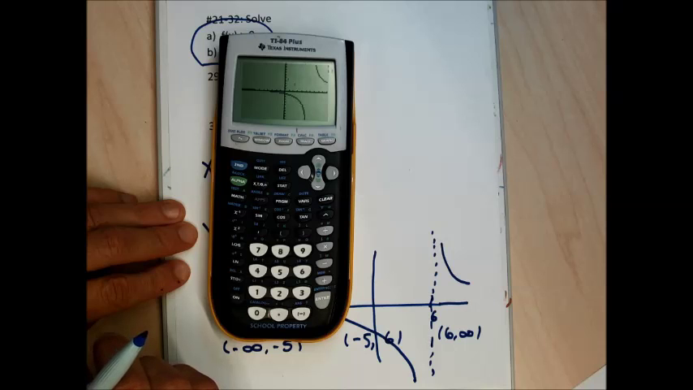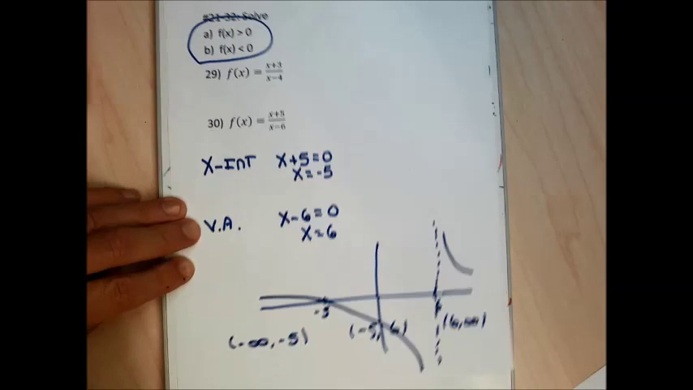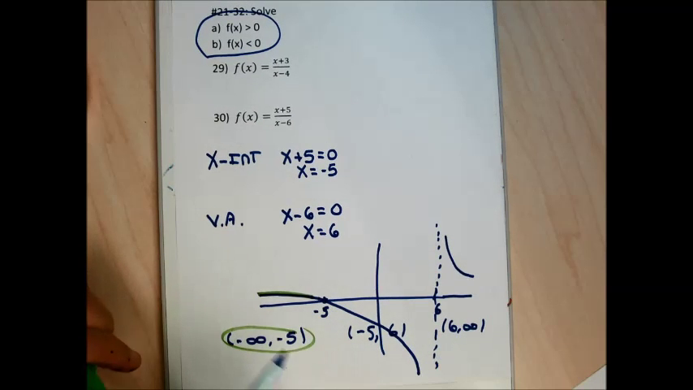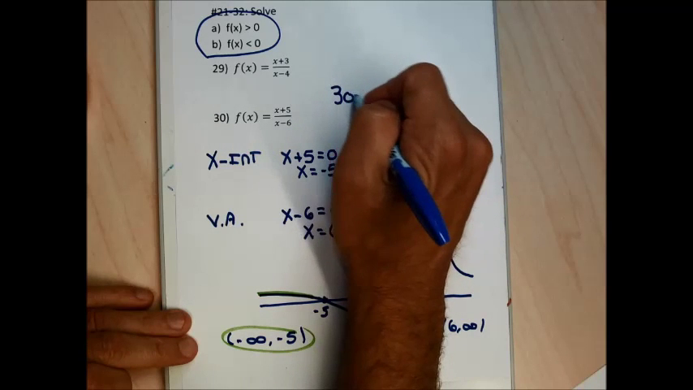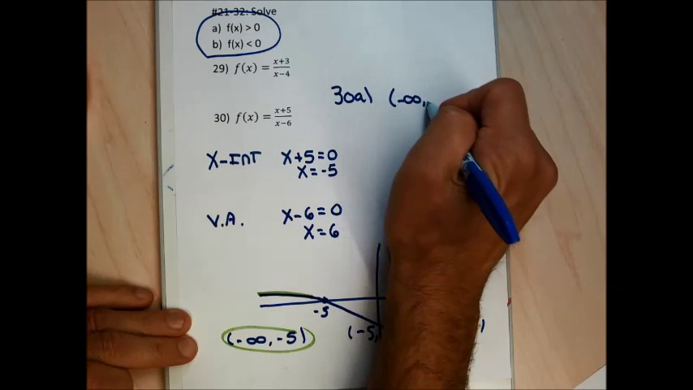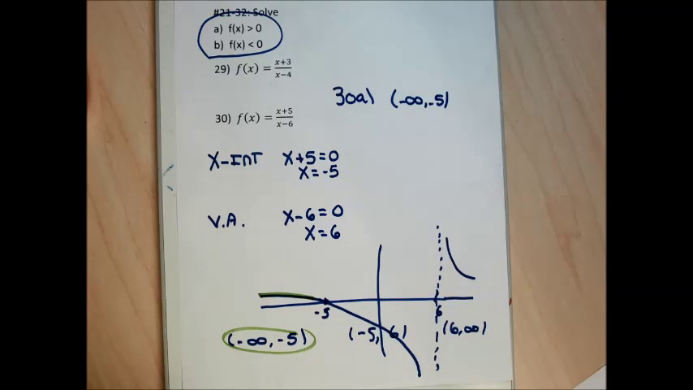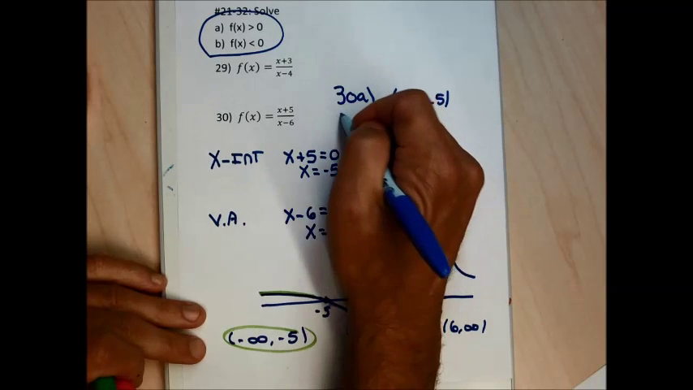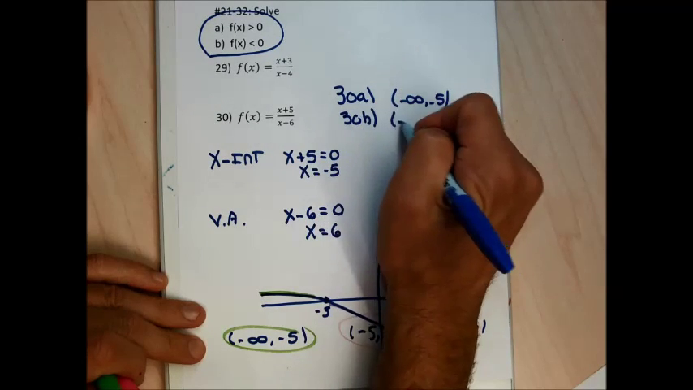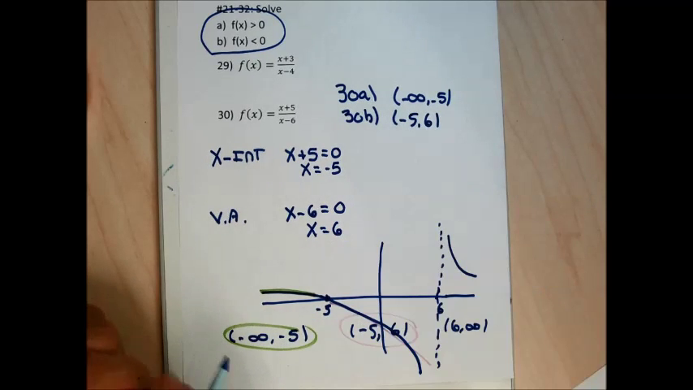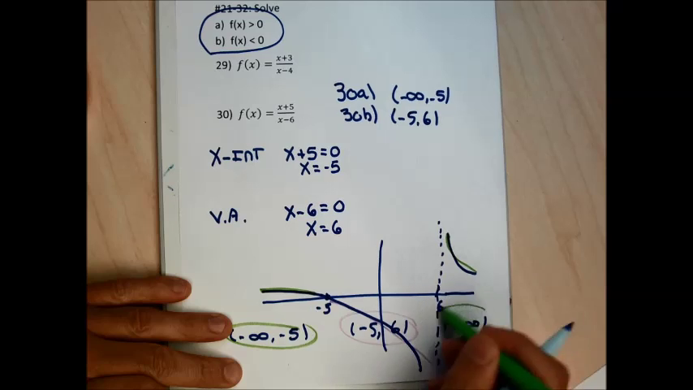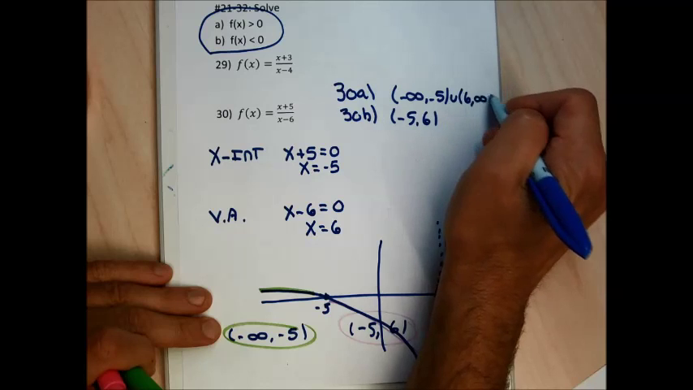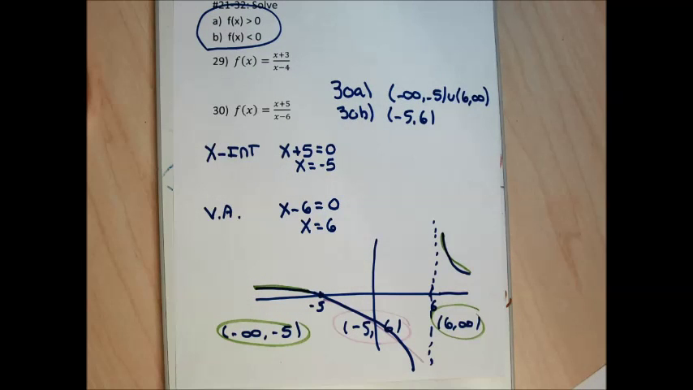And now I'm going to answer my questions, at least the best I can. So the first interval, the graph corresponds to that. It's above the x-axis, so that's going to go for part A. So for 30A, I'm going to include the interval from -∞ to -5. The next interval, -5 to 6, corresponds to this portion of the graph where it's beneath the x-axis, so the y's are negative. That's going to go in part B. And the last interval, 6 to infinity, corresponds to this portion of the graph. The graph is above the x-axis, so the y's are positive, so that goes in the interval from part A.